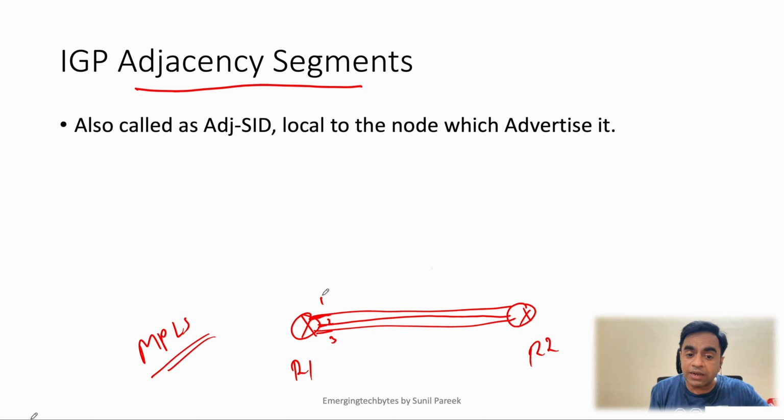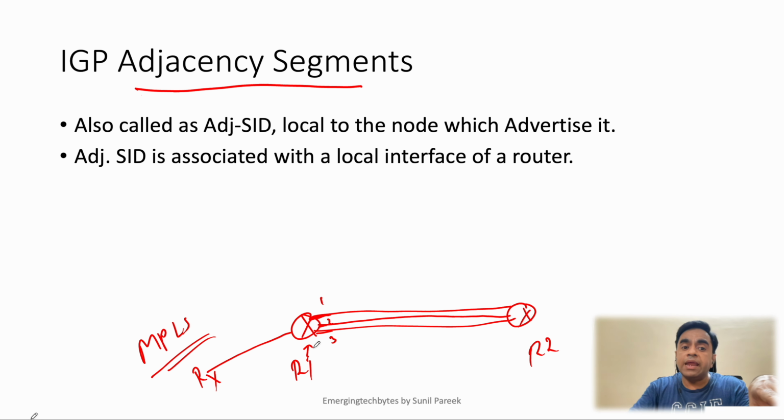And because links 1, 2, 3 are only on R1, here I can have Rx, but this node will not understand any of these adjacency SIDs because they are local to R1. So, from the definition perspective, an adjacency SID is associated with a local interface of a router.